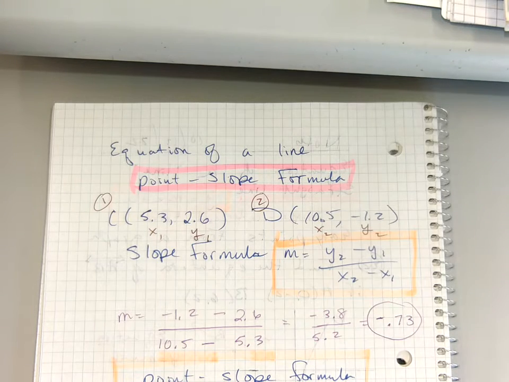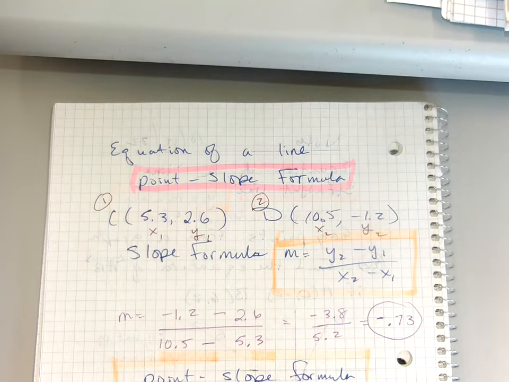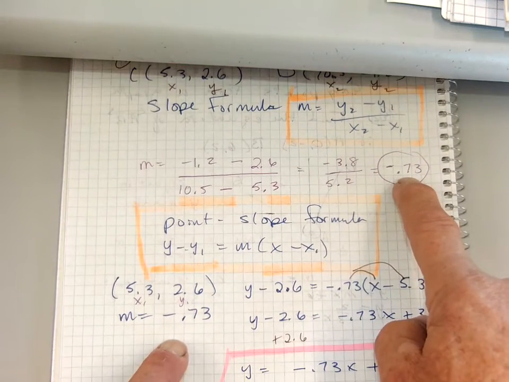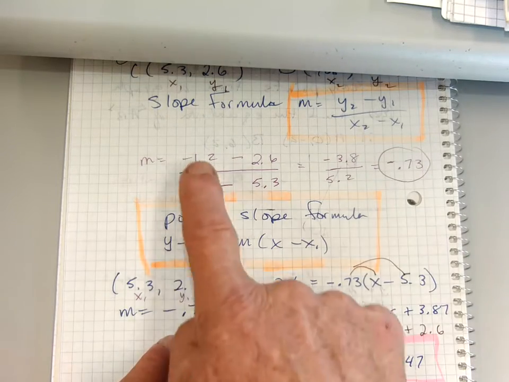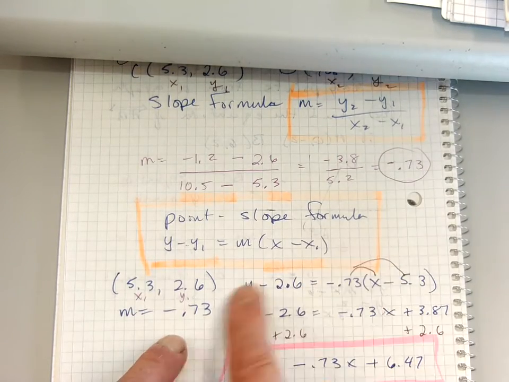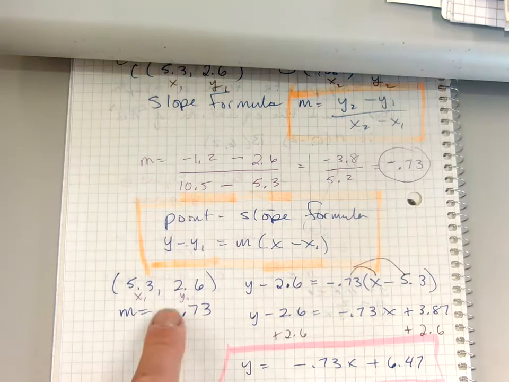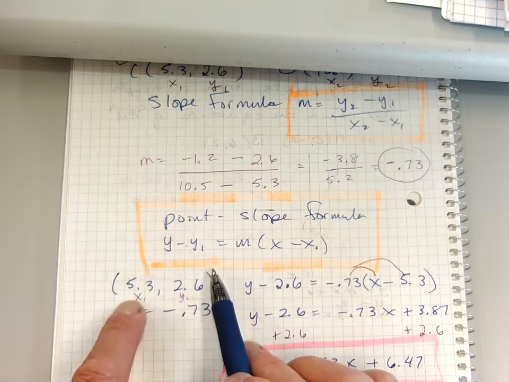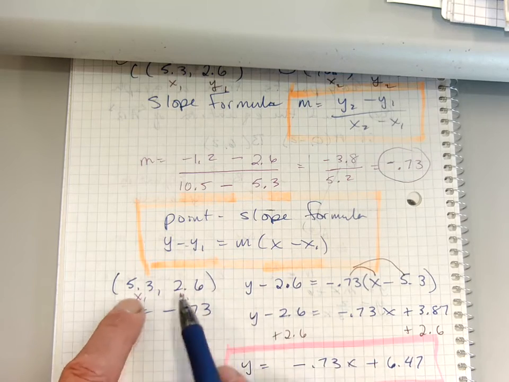Now, I have a slope, so then I go to my point slope formula, because I have a slope, and I have a point. So I took my point and my slope, and I'm going to use my point slope formula. Okay, my slope, that's m, that's going to go right there. My y1 is going to go there, my x1 is going to go there.